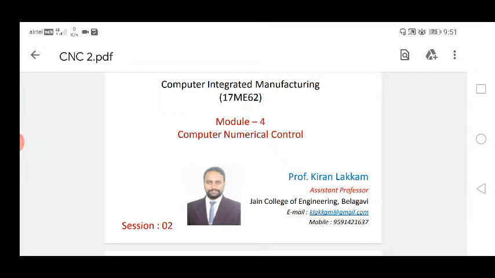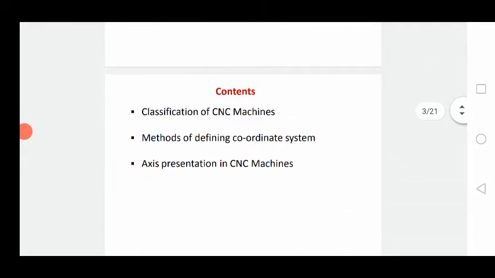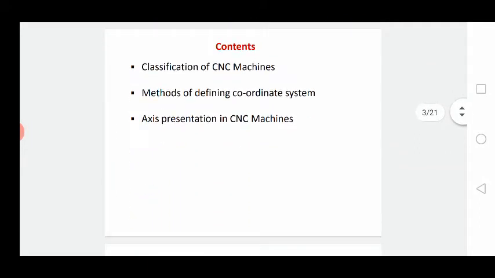So, as we started the computer numerical control chapter, in session 1 we discussed the introduction part. Now, we will go for session 2. What all contents do we have in session 2? First, let us have a look. As usual, the syllabus is the contents. What we discuss today is classification of CNC machines, methods of defining coordinate systems, and axis presentation in CNC machines. Let us go on discussing the points one by one.